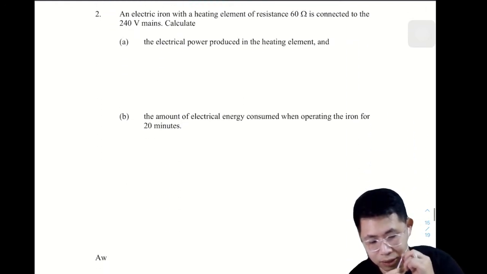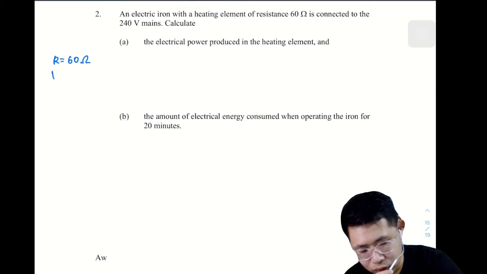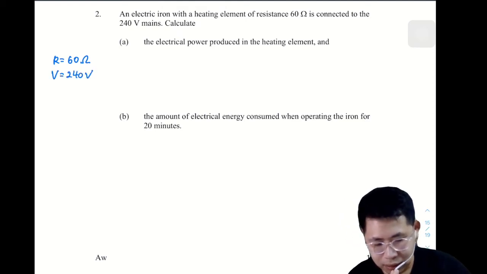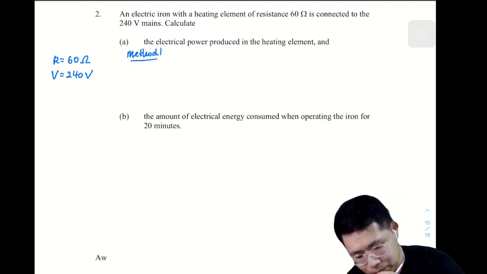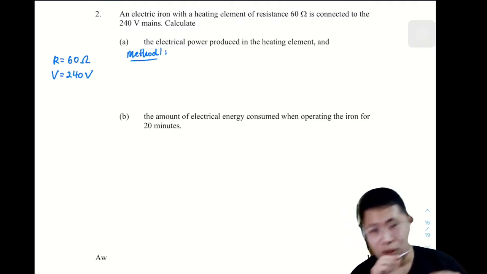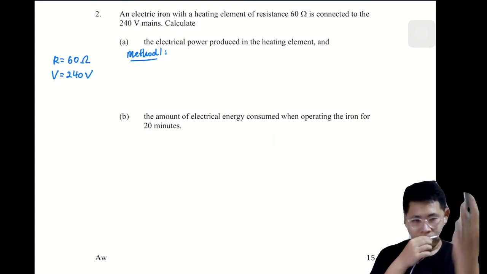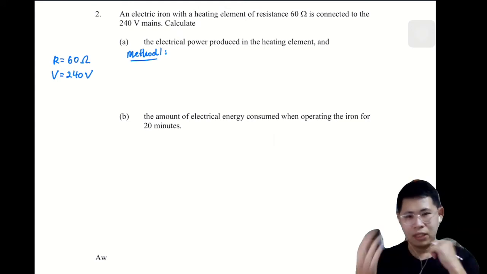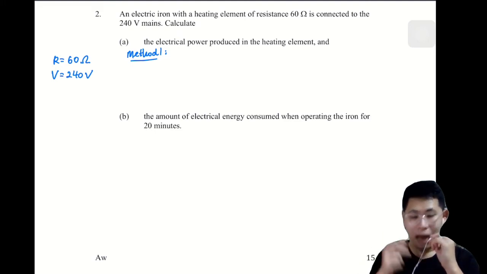Electric iron with heating element of resistance R is 60 ohm connected to voltage 240 volts. Calculate the electrical power produced in the heating element. So first I will present you two methods. Method 1, we are going to make use of the basic idea where you've got P equals to VI and V equals to IR, so we'll make use of this to find the I.